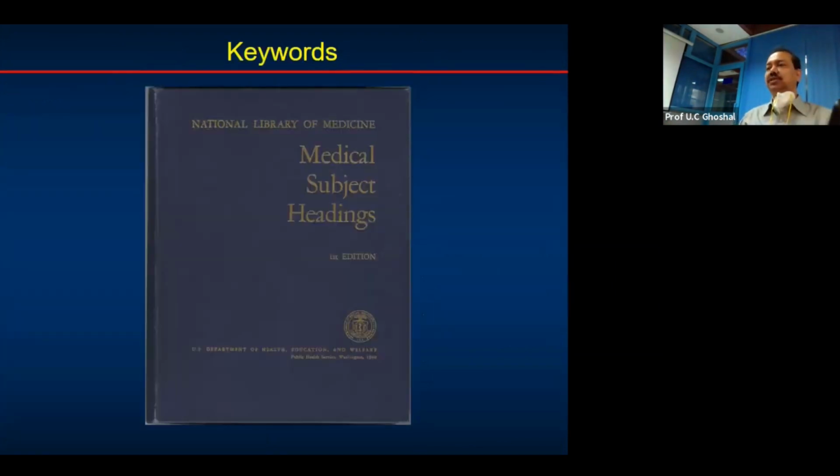Now, keywords should be picked from the Medical Subject Headings book. People give keywords as they would like. No, this is not the case. Keywords should be picked up from this book. This is called MeSH, medical subject headings. Today, you do not need to go to the library to search for this book. You will get everything on the net.